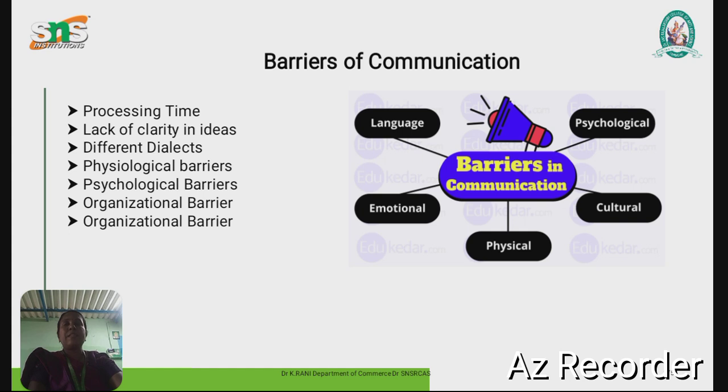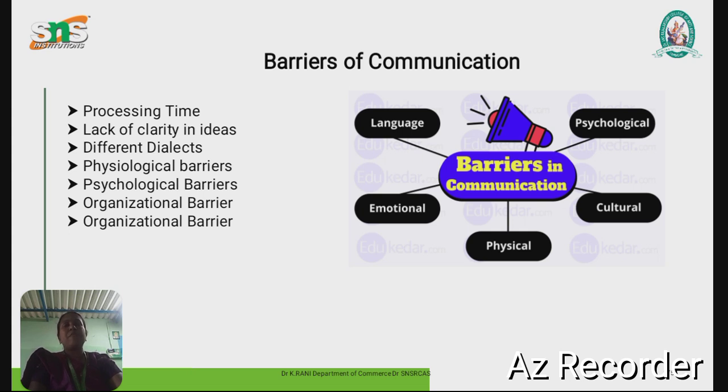Organizational barriers. This is one of the professional barriers of communication that occur due to the structure as well as rules and regulations within the organization. This barrier of communication occurs when free flow communication is not possible within the organization. Complexity of organization structure and multiple managers within the hierarchy may lead to disruption in effective communication.